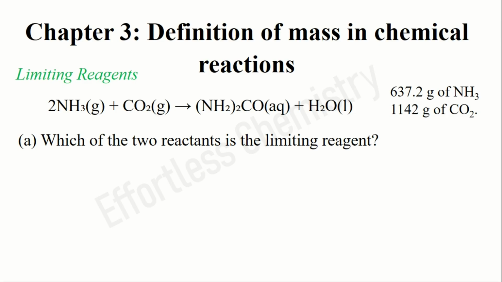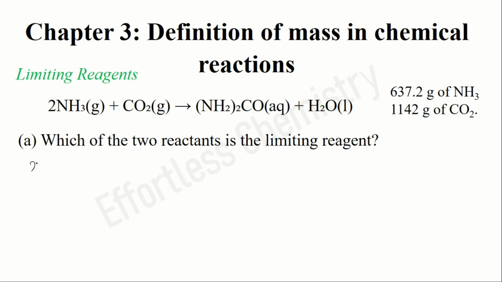I said the reactant that produces fewer moles of product is the limiting reagent because it limits the amount of product that can be formed. To find the limiting reagent, we carry out 2 separate calculations. First, starting with ammonia, we calculate the number of moles of urea, and then starting with carbon dioxide, we do the same. So, for problem number A, we first start with ammonia.